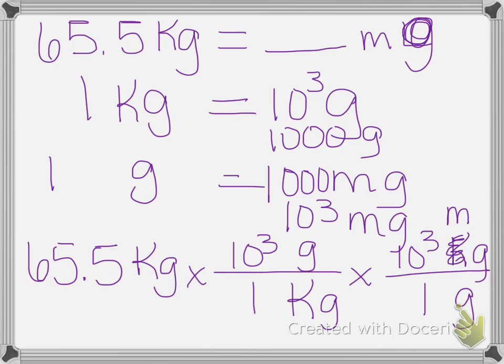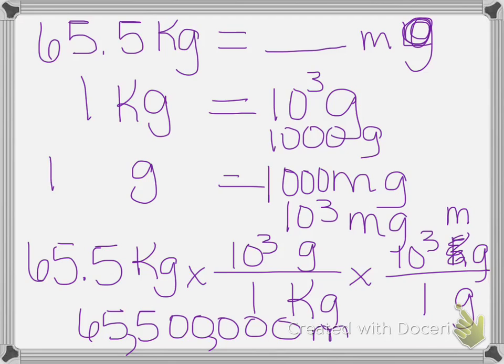Now look, I have 1,000 and 1,000, so that's going to be a big number. 6, 5, 5 with 5 zeros: 1, 2, 3, 4, 5. And that's going to be milligrams.